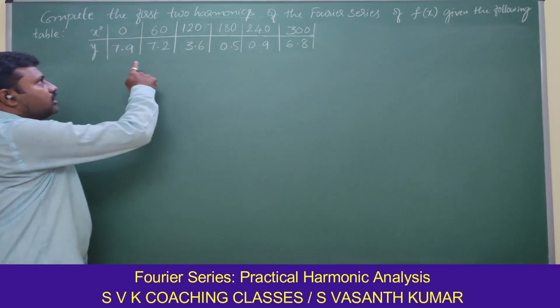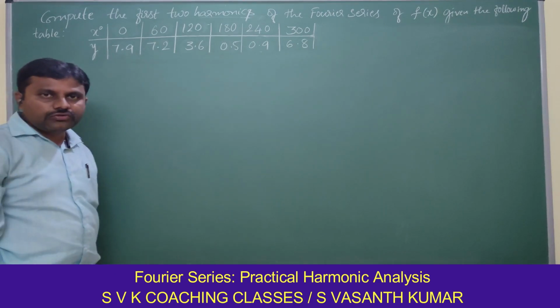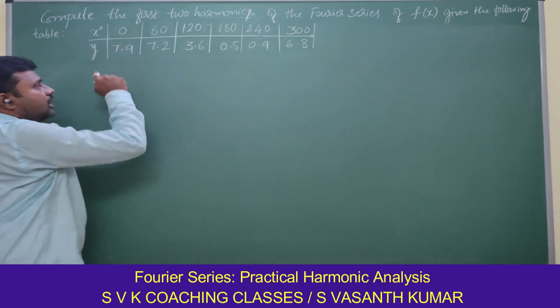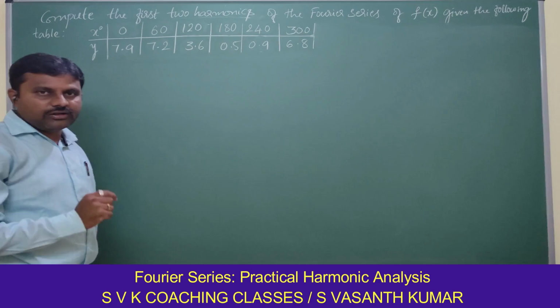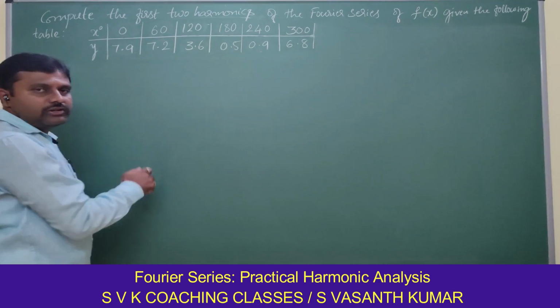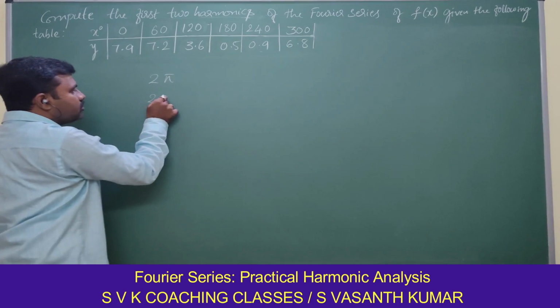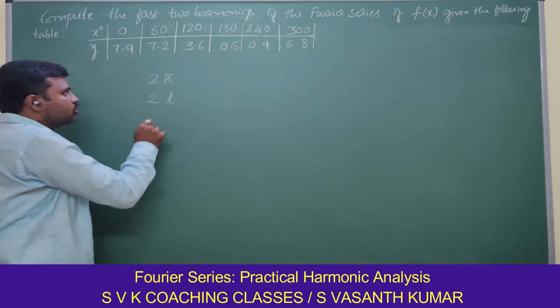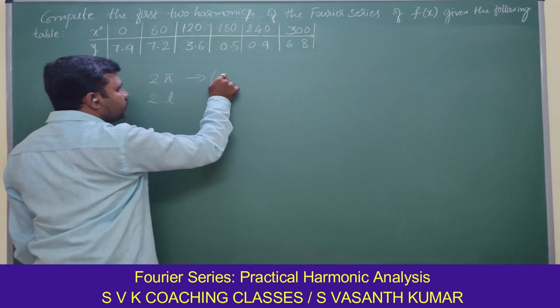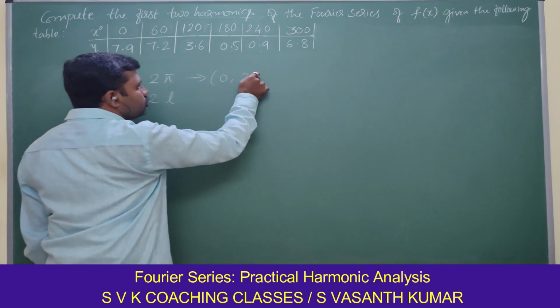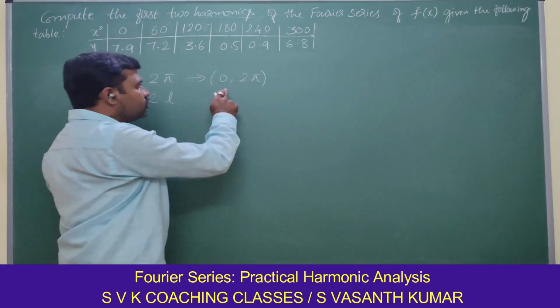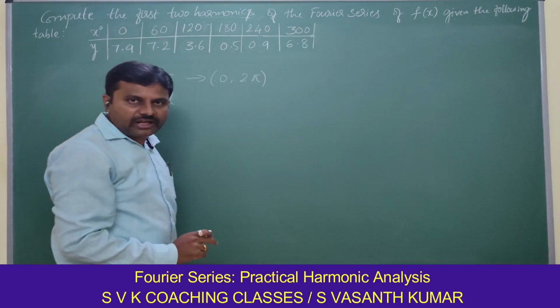So, before taking this problem, I want to give some hints on solving harmonic analysis. They will provide the problem with a set of data for you. In that data there will be an interval, which will be of period 2 pi or arbitrary constant period 2l. Period 2 pi means it will be of the interval 0 to 2 pi, right? So 0 to 2 pi means it is of radian mode.